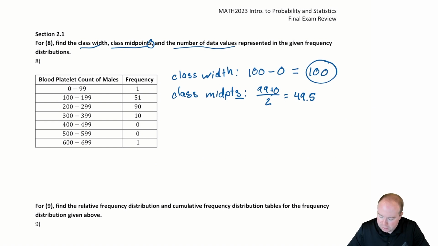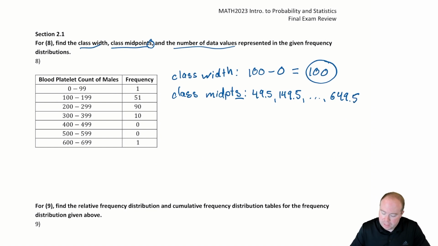The second class would be 149.5, and then so on. Let's write them as a list. So 49.5, then 149.5, and so on. And the last one is 649.5.